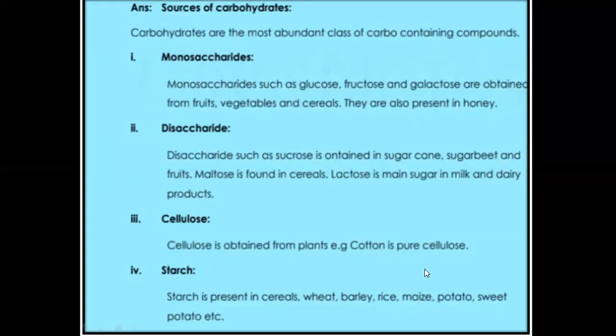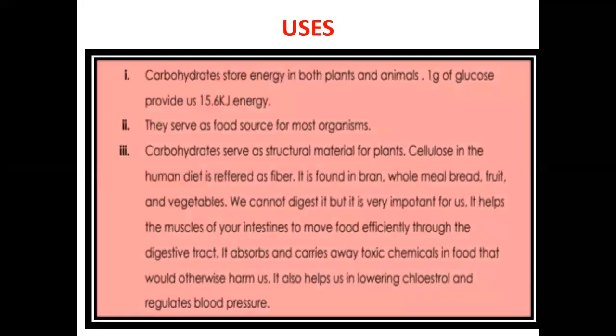carbohydrates in them. Then the next one is uses of carbohydrates. Carbohydrates give us energy, that is 1 gram of glucose will give us 15.6 kilojoules of energy, and they also serve as food for most organisms, like human beings as well as animals. And they also serve as a structural material for plants, like cellulose, which is a polysaccharide. It makes the plant body.